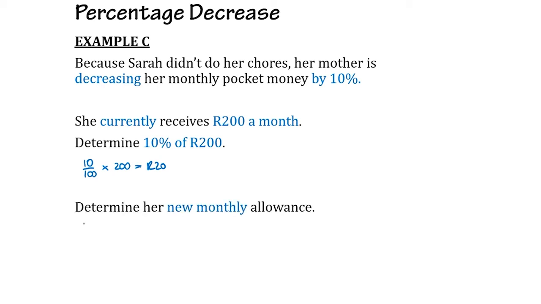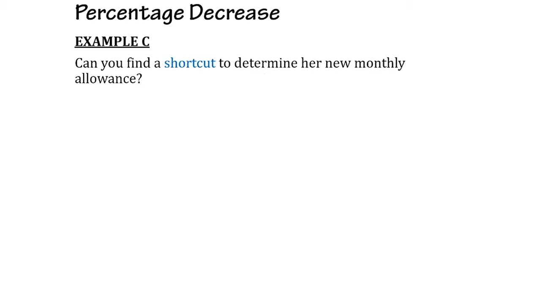Well, her monthly allowance is going to be less. So it's going to be her 200 Rand minus her 20 Rand, which is going to leave her with 180 Rand only per month. Oh, poor Sarah, but it is kind of her fault if she didn't do her chores. Right, can we find a shortcut to do this new monthly allowance?